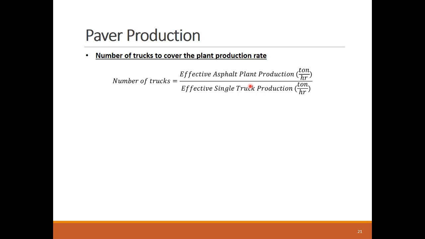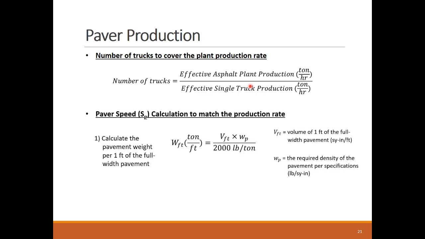The paver speed is calculated in two steps. First, we calculate the weight of 1 feet of the full width pavement by multiplying the volume of this 1 feet segment and the design density of the pavement. You can notice the interesting way of representing the volume and density using square yard inch instead of cubic yards or feet. This is because the pavement design manuals use pound per square yard inch units for the required density. The second step is to calculate the paver speed in feet per minute to match the plant production, considering the pavement weight needed for every 1 foot of the road.